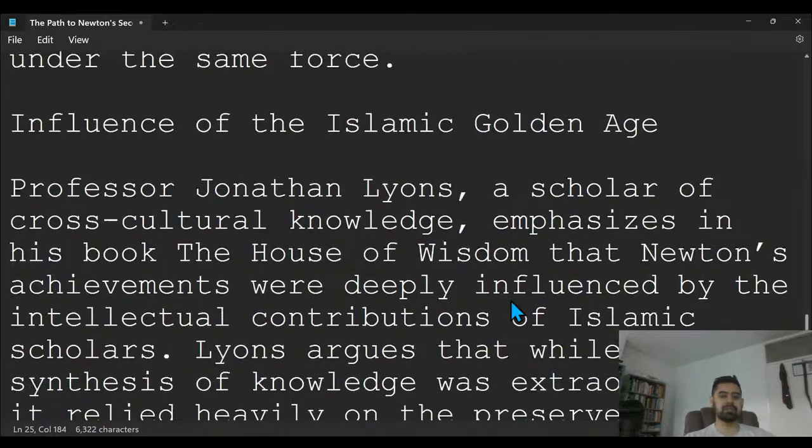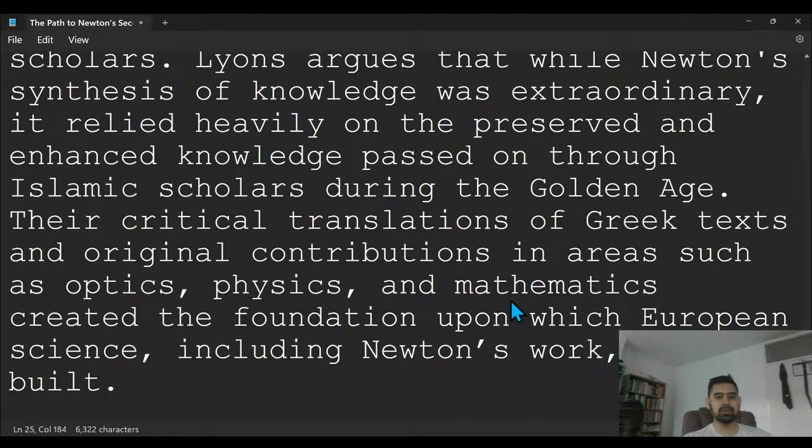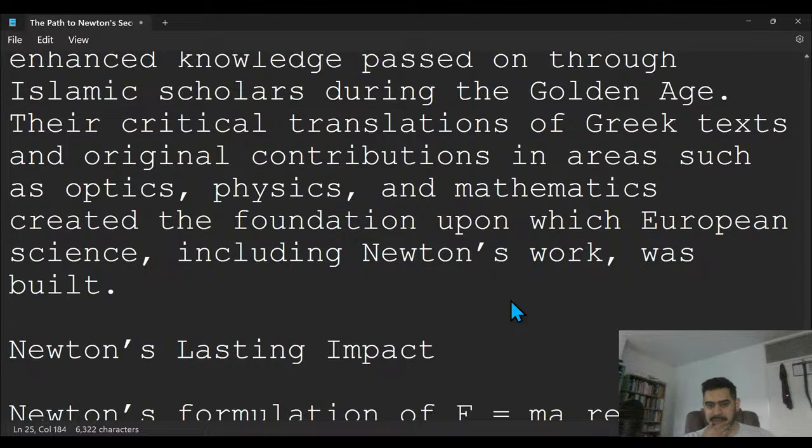Influence of the Islamic Golden Age. Professor Jonathan Lyons, a scholar of cultural knowledge, emphasizes in his book The House of Wisdom that Newton's achievements were deeply influenced by the intellectual contributions of Islamic scholars. Lyons argues that while Newton's synthesis of knowledge was extraordinary, it relied heavily on the preserved and enhanced knowledge passed on through Islamic scholars during the Golden Age. The critical translations of Greek texts and original contributions in areas such as optics, physics, and mathematics created the foundation upon which European science, including Newton's work, was built.